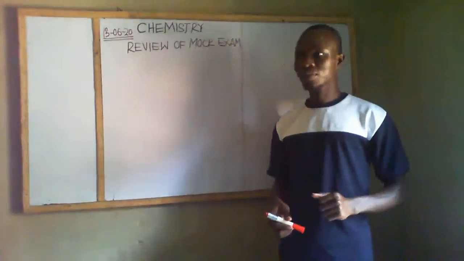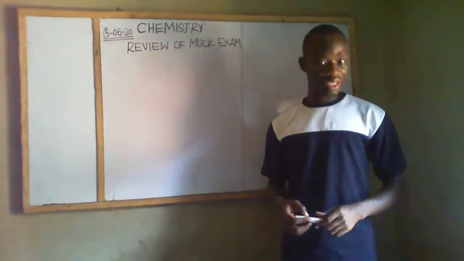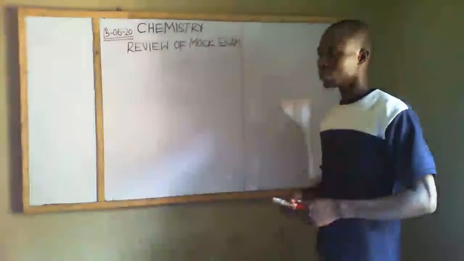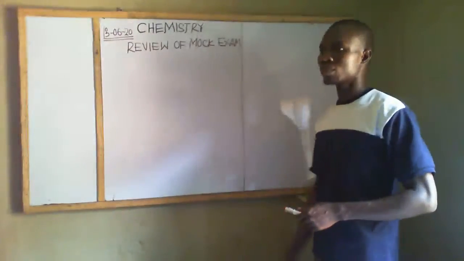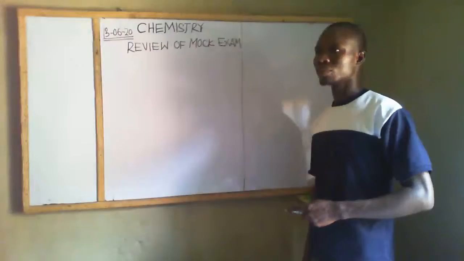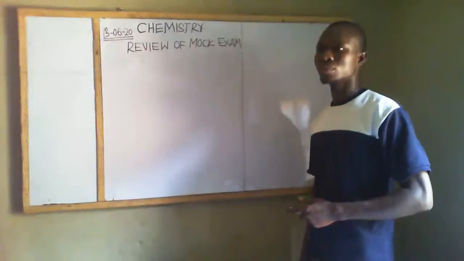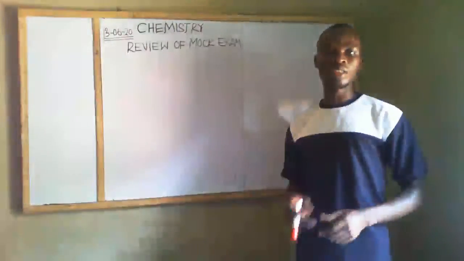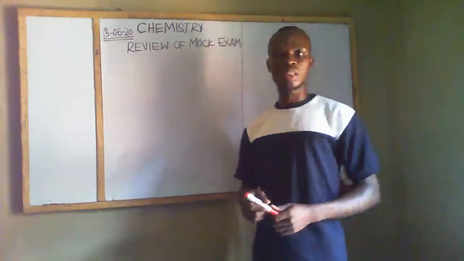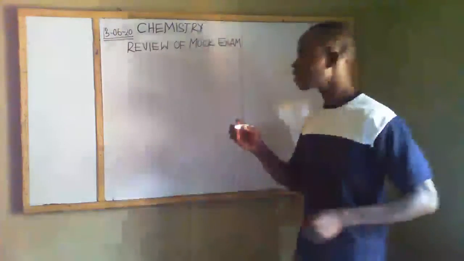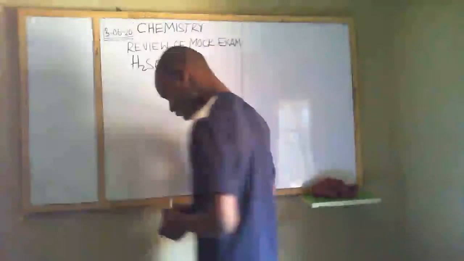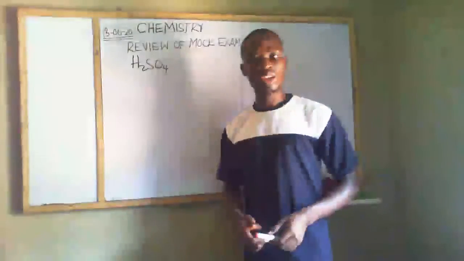Number 4 question: Show by means of balanced chemical equations only the industrial preparation of tetraoxosulfate 6 acid. The chemical formula is H2SO4. Everybody knows this. And the name given to the industrial preparation is called the contact process.